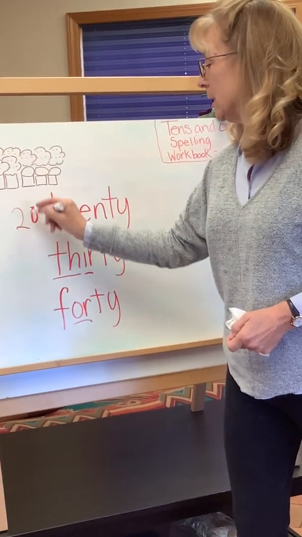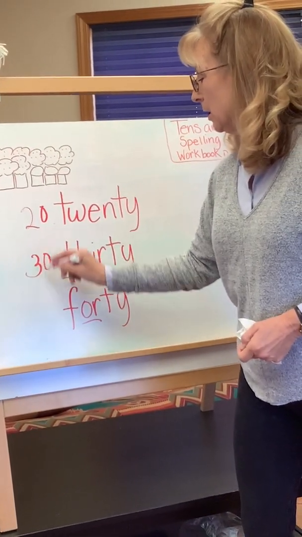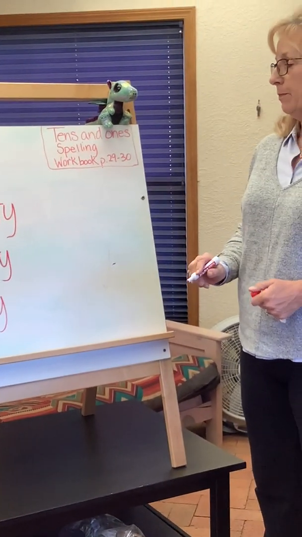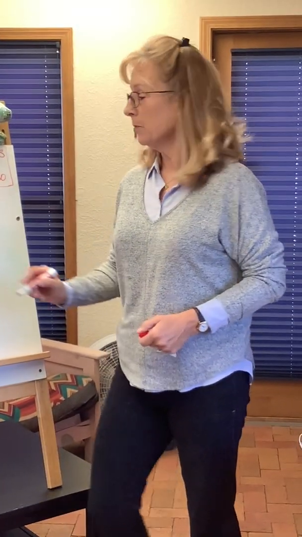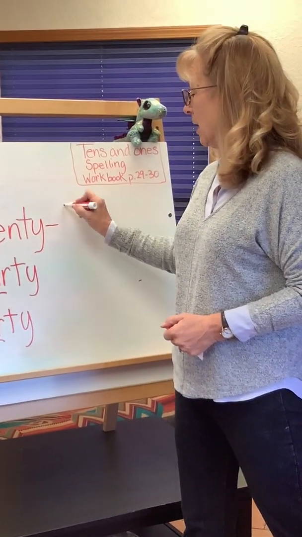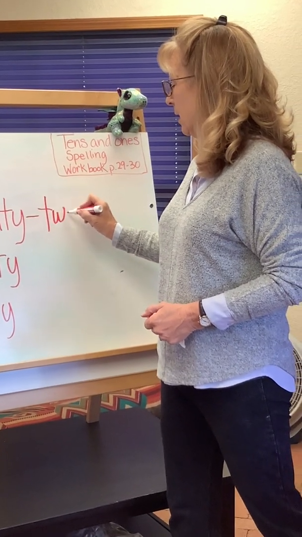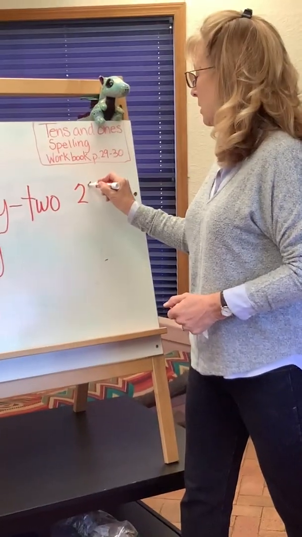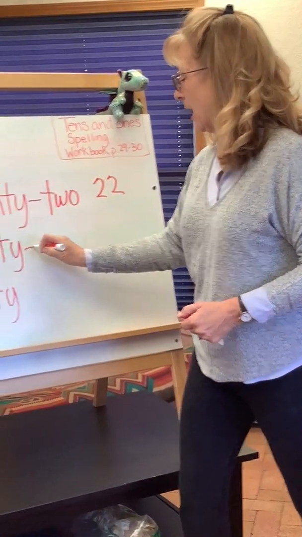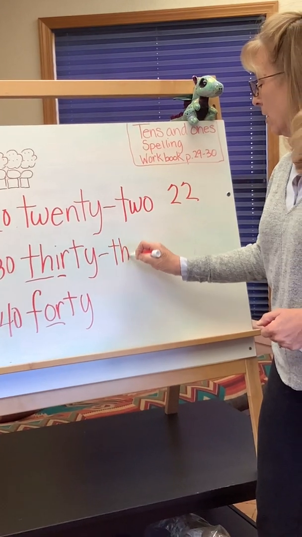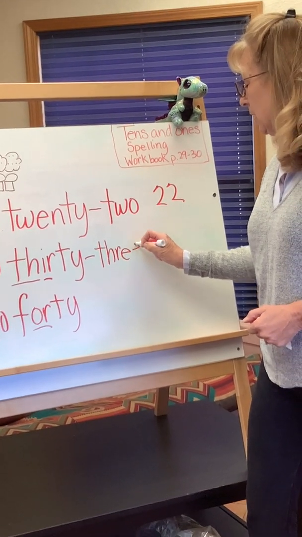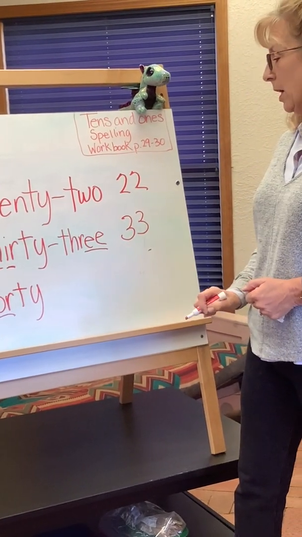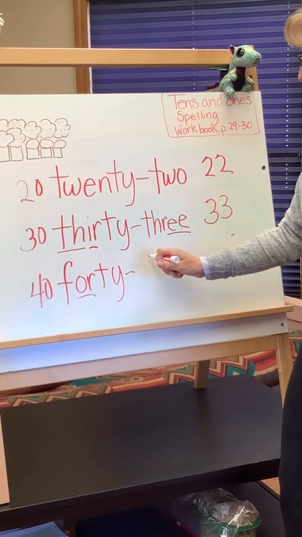This one is 20, this one is 30, and this one is 40. And if we wanted to write, for instance, 22, we put a hyphen in it, and then we write the second number in there, 2. That means 22. 30 hyphen 3. E, double E always says E. 33. Okay? Same for all these numbers.